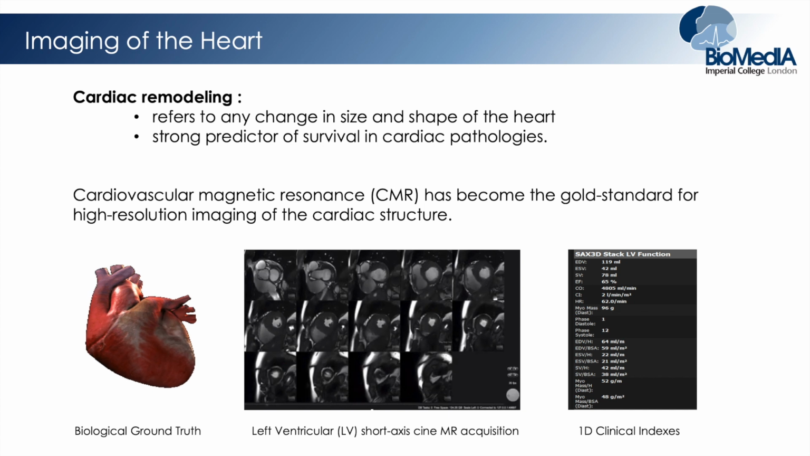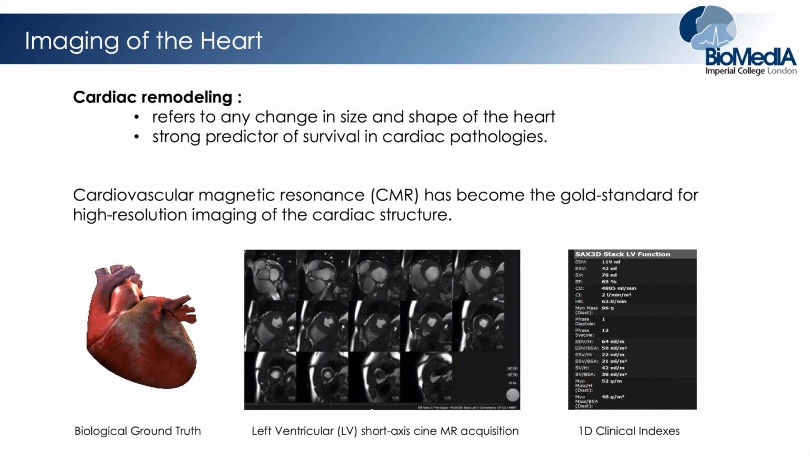And we want to study it because we know from the literature that how the heart adapts during pathology is a strong predictor of outcome in many cardiovascular conditions. At the moment, the current gold standard imaging method to assess cardiac remodeling is cardiac CMR. And this is because this technique enables us to acquire high resolution and three-dimensional imaging of the heart.